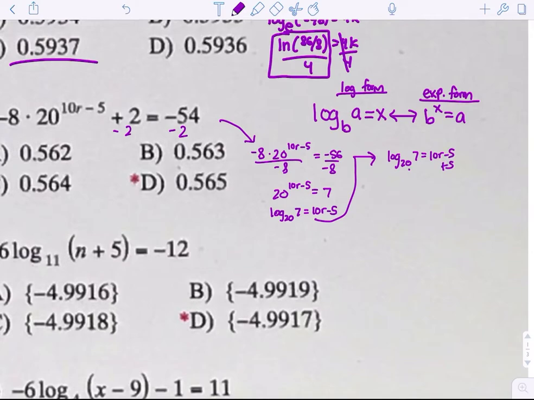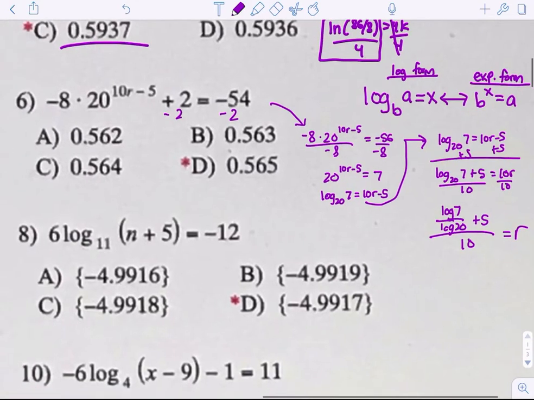Add 5 to both sides. Log base 20 of 7 plus 5 is equal to 10r. Divide both sides by 10. And now we'll go put it in calculator ready form. So log 7 over log 20 plus 5, all over 10 is equal to r, which is going to give you guys D.